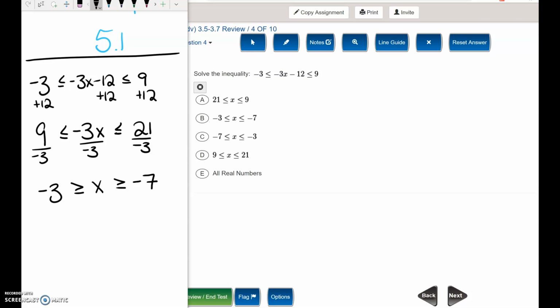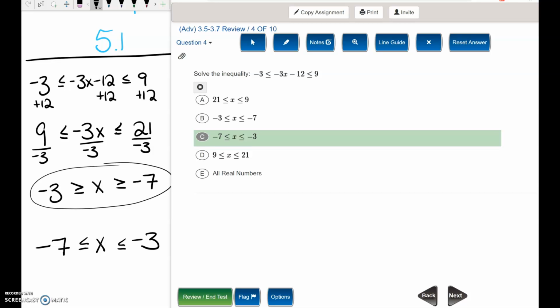And negative 7 is the smaller number. So really it should be written like this, and the signs need to be eating the bigger numbers. Notice there's a distractor here. This answer looks kind of similar to my choice B on this problem, but the signs are the wrong direction. So if you forget to flip the signs, there is a distractor there that is that wrong answer. So watch yourself there, make sure you flip the signs. The correct answer is negative 7 is less than or equal to x is less than or equal to negative 3.